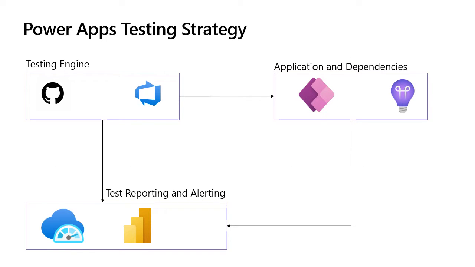Okay, let's take a look at this strategy that I've outlined here. This is a Power Apps testing strategy. You can see on the top left we have a testing engine. On the top right, we have an application and all its dependencies, in our case Power Apps. Finally, in the bottom left, we have reporting and alerting. Those icons will be Azure Monitor for alerting, log storage and so on, and Power BI for dashboards and reporting.